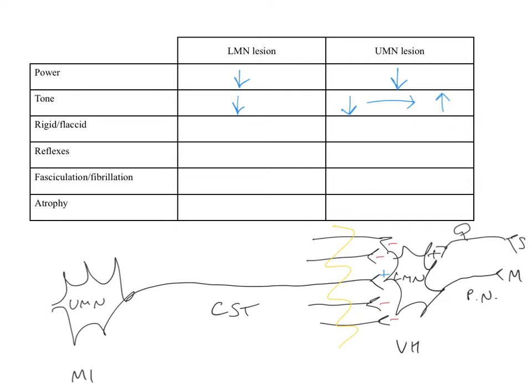Now, related to muscle tone is the concept of rigidity or flaccidity. And this is essentially the same as the tone discussion that we've just had.